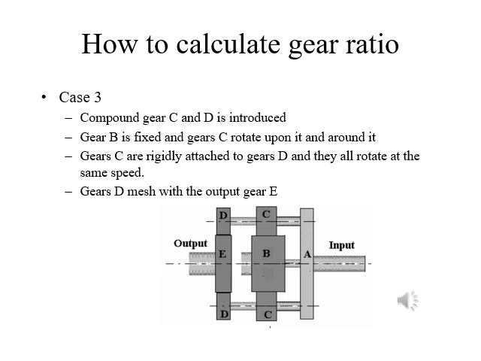Then they all rotate at the same speed. All the rotational angular velocity is the same. Okay, angular velocity at D and C should be equivalent to angular velocity at E. Gear D meshes with output gear E. So right now the output gear is E. So you have to consider this configuration for case 3.